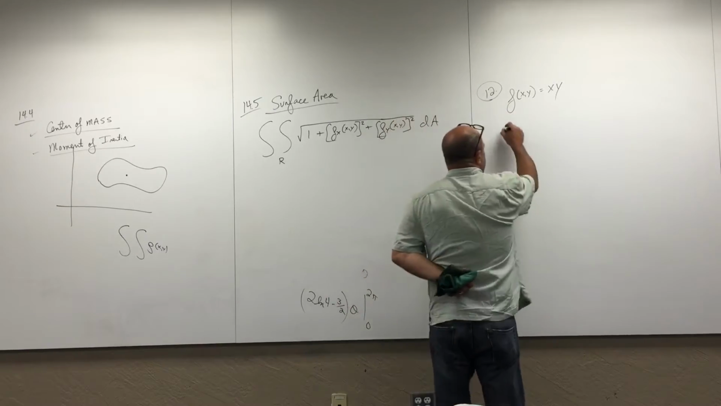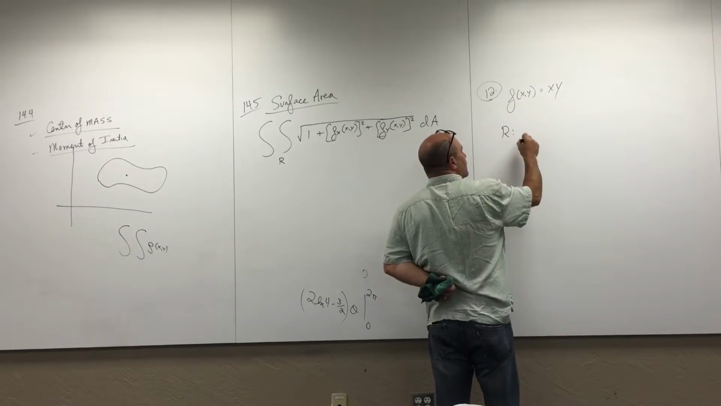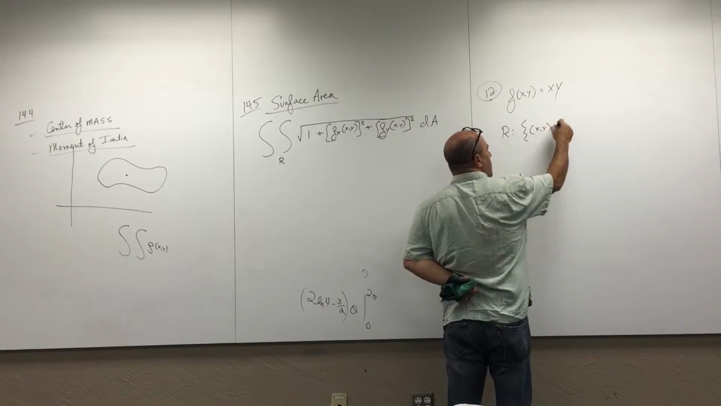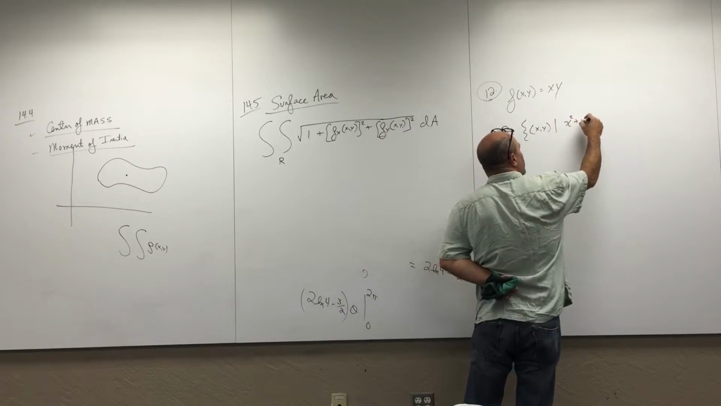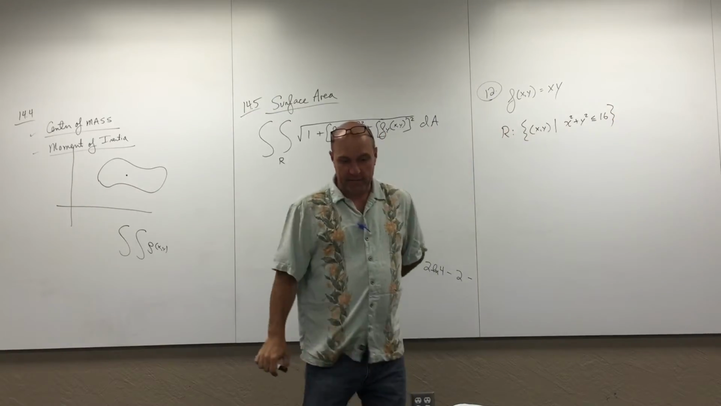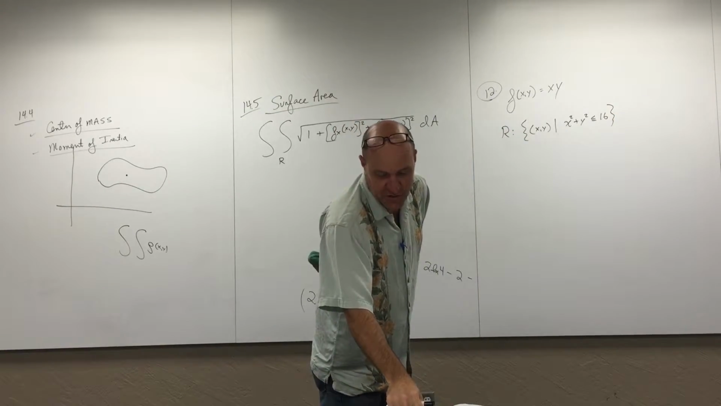The region is described like this. They're very careful to describe their region as a set. It's the set of points x, y such that x squared plus y squared is less than or equal to 16. That's how they describe their set.